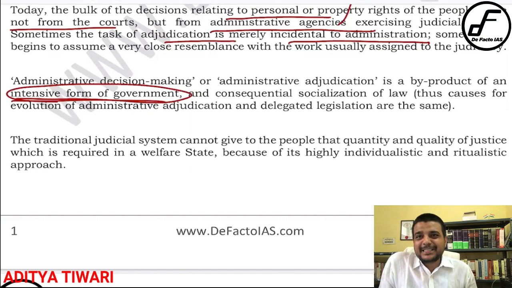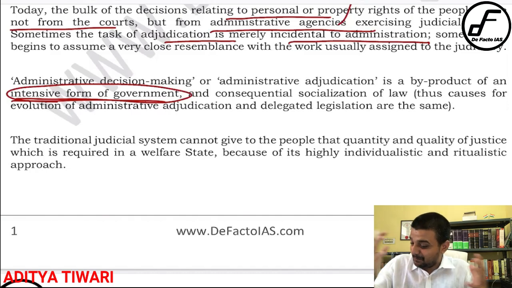Minimum government and maximum governance, right? That doesn't happen, right? After this government itself, the number of administrative machinery has actually increased rather than decreased. So much for minimum government and maximum governance.